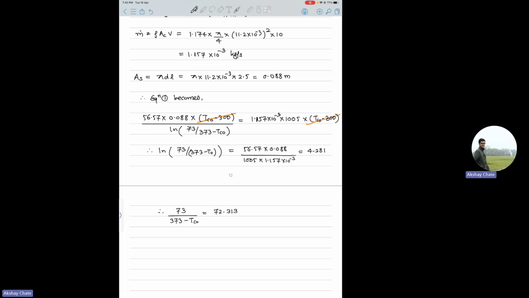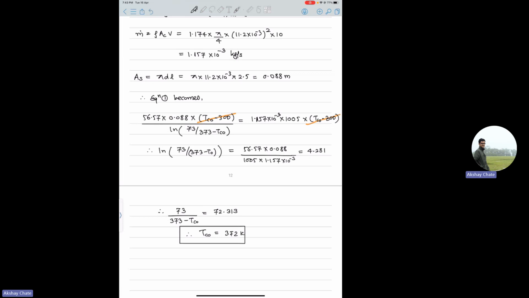So 73 divided by 72.313 will be this. So TC will be minus 373. So TCO is approximately 372 Kelvin.